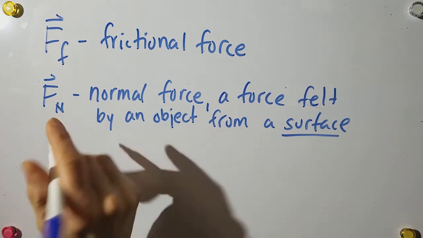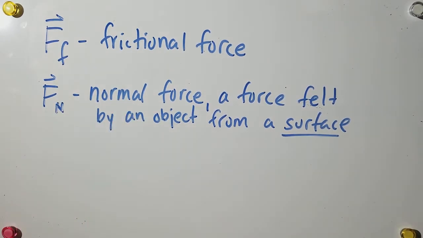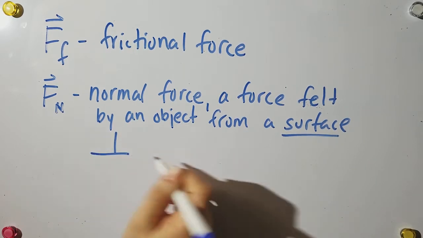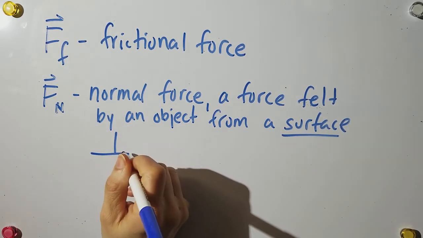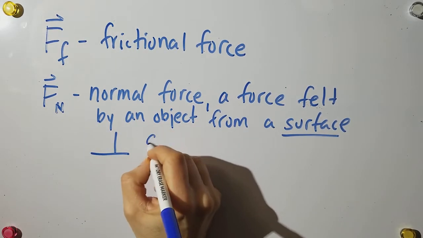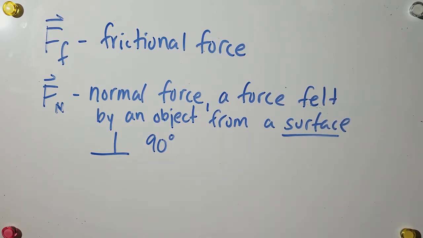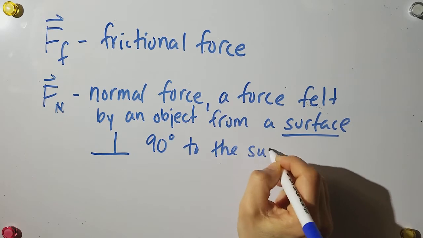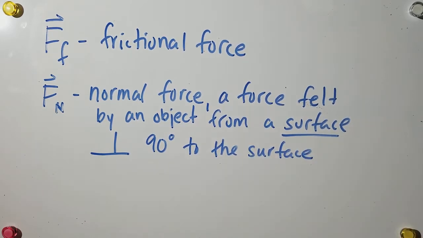And what's interesting about this is the word normal. And I'm not talking about normal or abnormal. What I'm talking about is 90 degrees. Okay, when you see the word normal, you think 90 degrees to the surface that the object is in contact with.